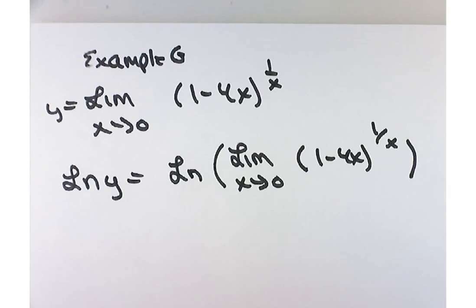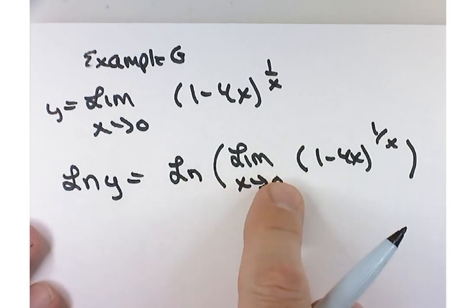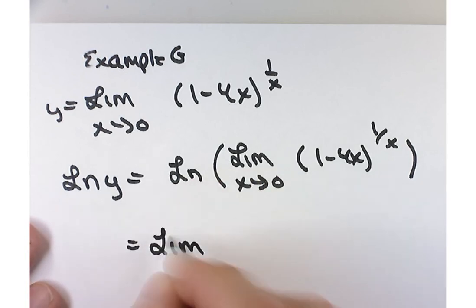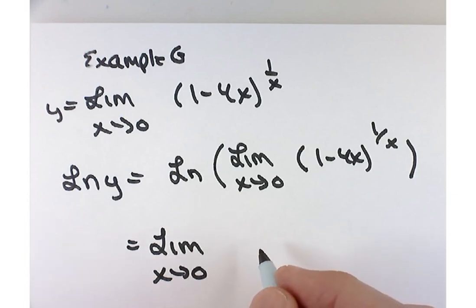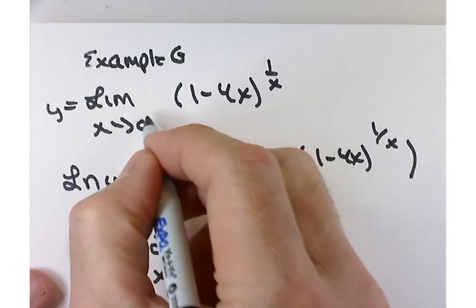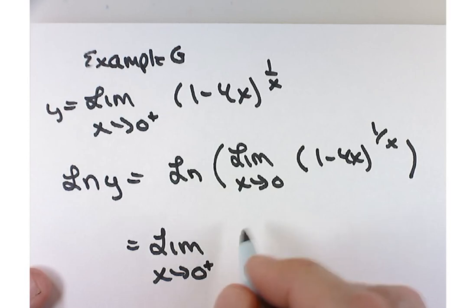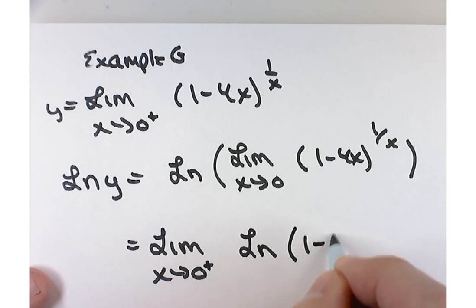Now I'm going to do a little bit of magic here. I'm going to interchange the order of the ln and the limit. So it's going to be the limit as x approaches 0. I'm not sure about this, but I think I'm going to put a plus here, from the positive side, because I think this is going to have problems if that's not a positive. So I'm going to interchange this, and that's going to be the ln of (1 minus 4x) to the 1 over x.